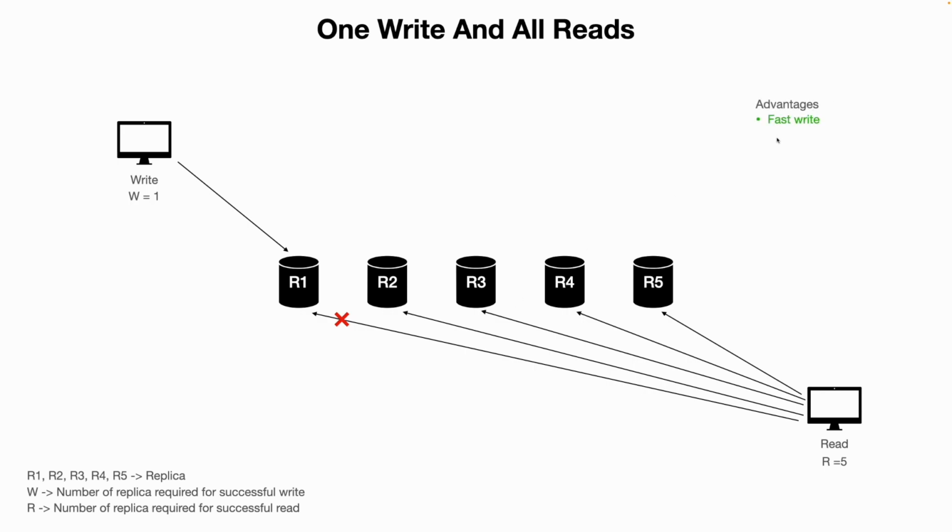The advantage of this configuration is fast write, because we need to write on only one database. The disadvantage is slow read, because we need to read from all the databases. No resiliency in read. Basically if we could not read from any database, we need to mark the full request failed.